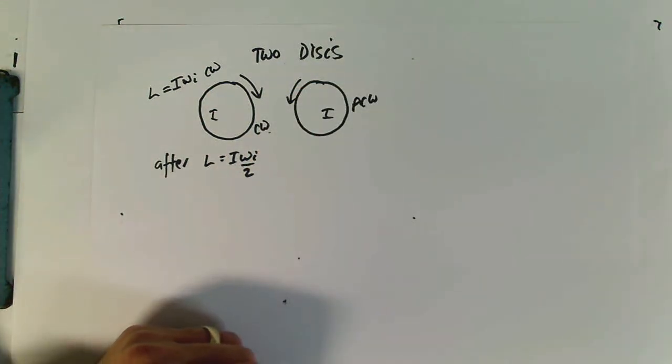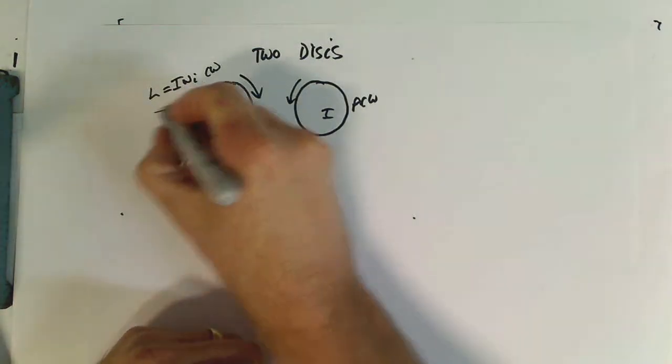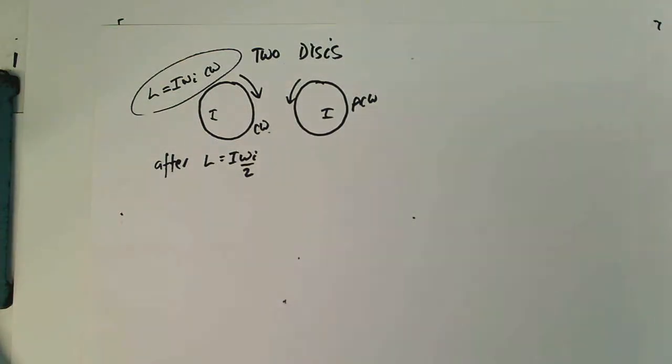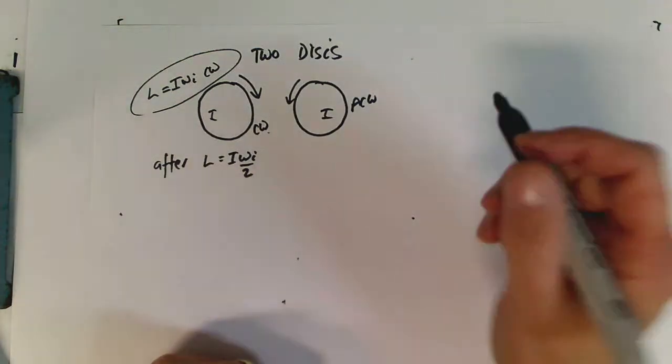And so after that little touching, my question was, how can they now have zero angular momentum for the system when we started off with this much angular momentum at the start? And that's what I proposed to you. Now my solution to this was this.